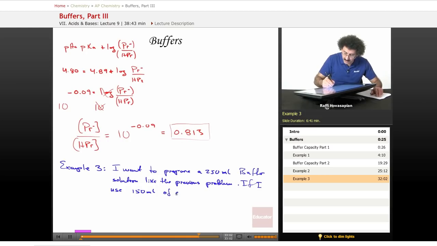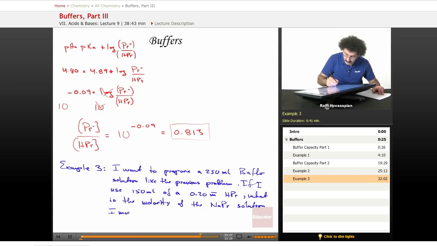If I use 150 milliliters of a 0.20 molar HPr, propanoic acid, what is the molarity of the sodium propanoate solution I must use to achieve the desired 4.80 pH?